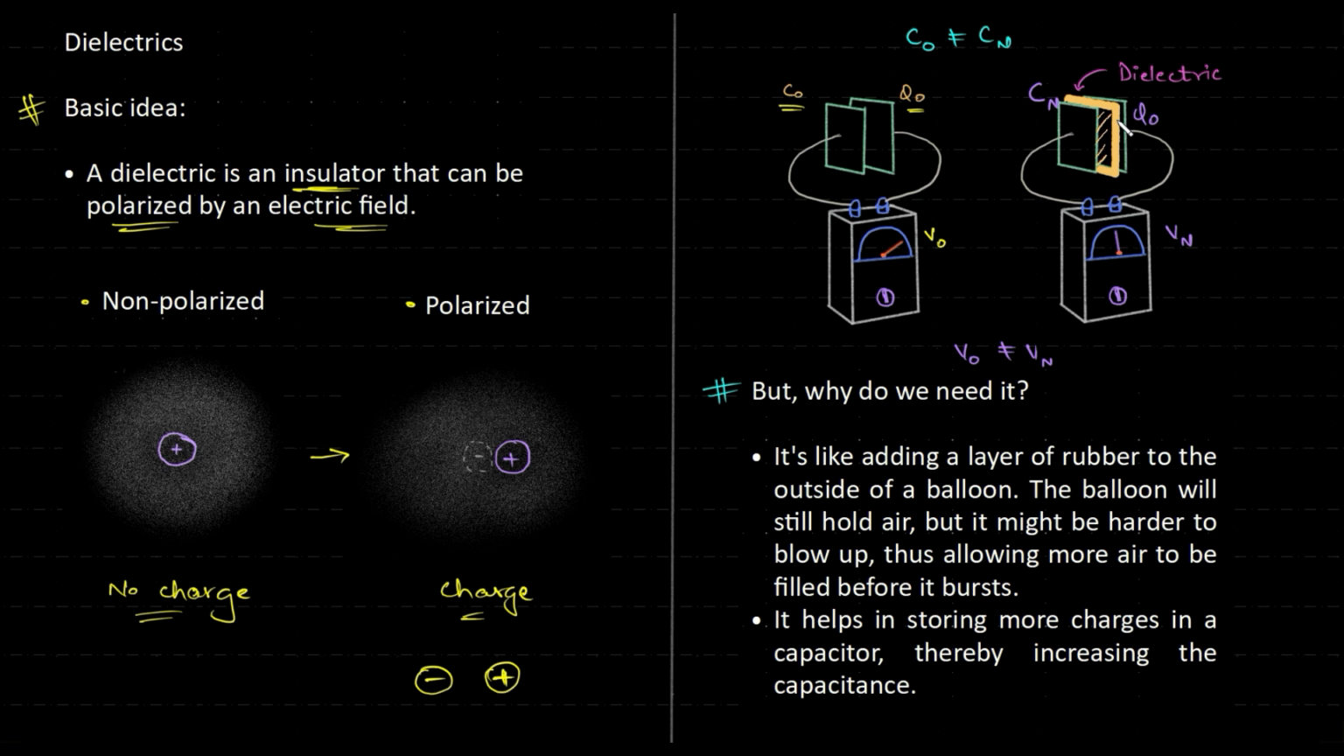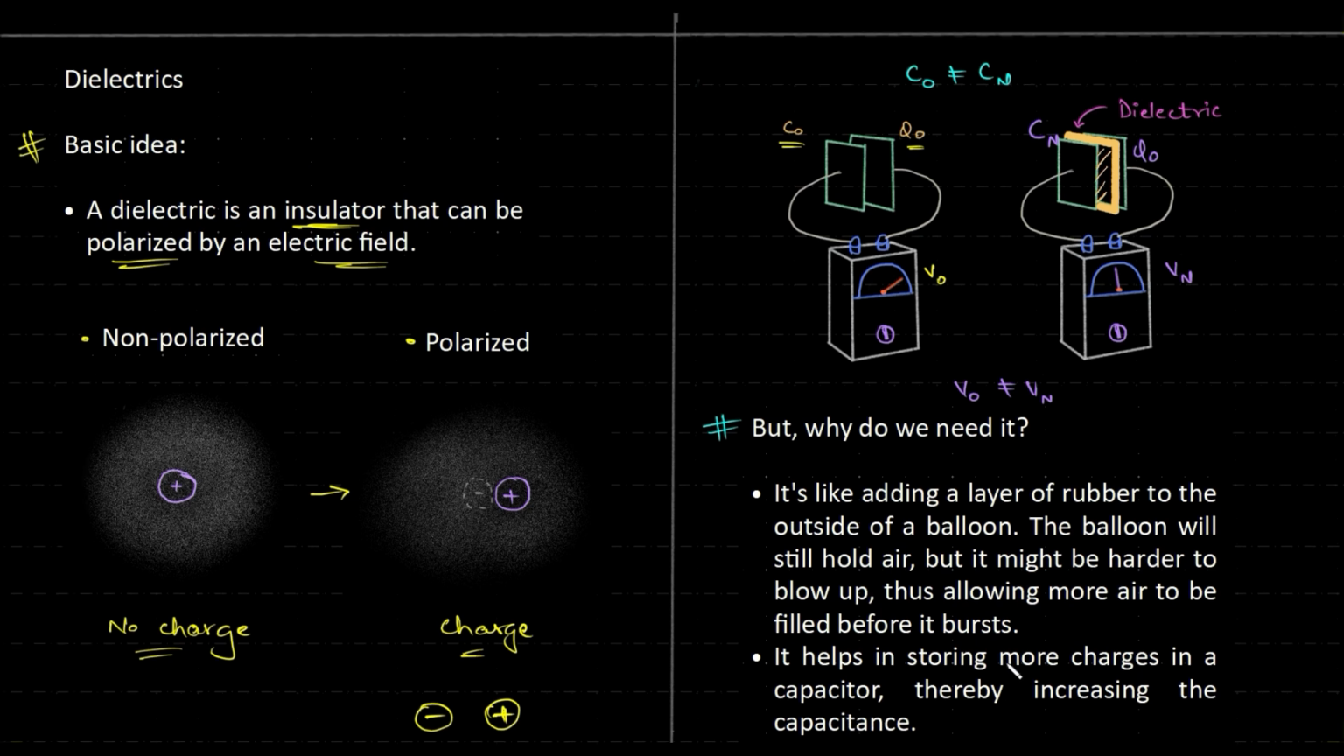Wait, again, I'm coming to the same word. Basically, it's a tank, and in this tank, we are seeing to it that it can hold more water. Yeah, that's better. For the same physical setup, for the same size of the plates and the distance and all of that, now it can hold more charge. That's the simplest thing. It helps in storing more charge in the capacitor, thereby increasing the capacitance.